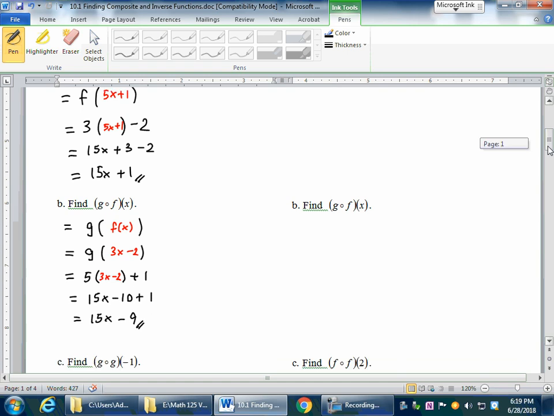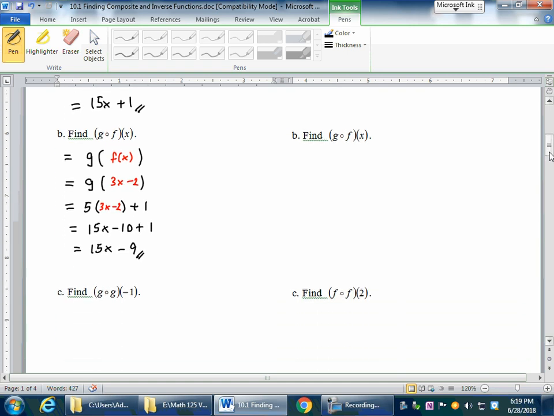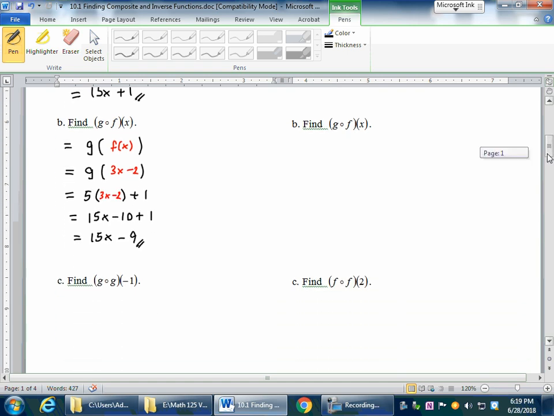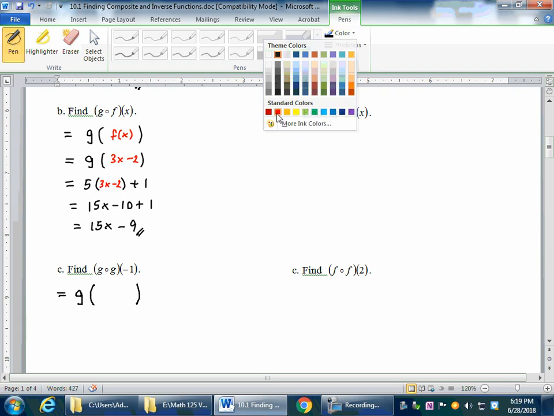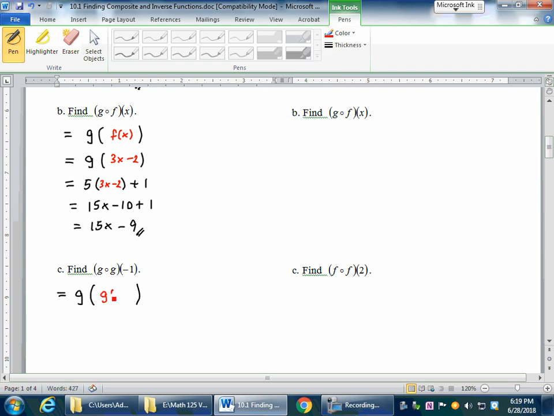Lastly, evaluating g compose g of negative 1. So that is g functions. My input will be another g function, but evaluating at negative 1. The first two examples are general cases because we are evaluating at x, and x can be any number. This last example is at a specific x value. That's what we are interested in.